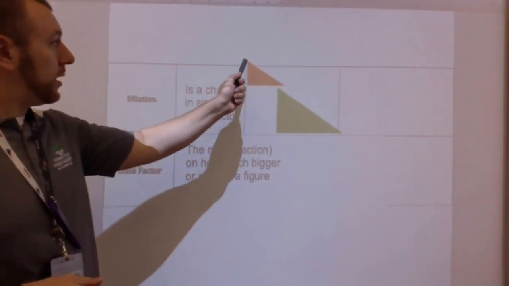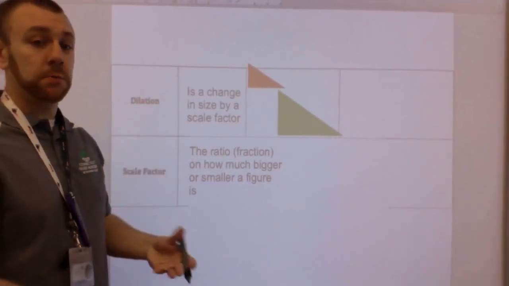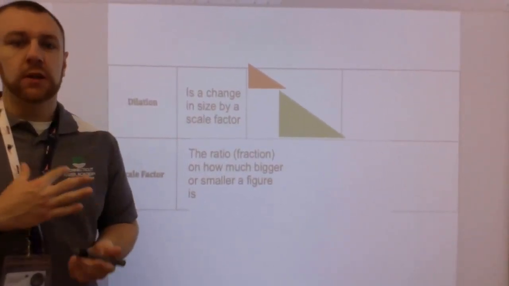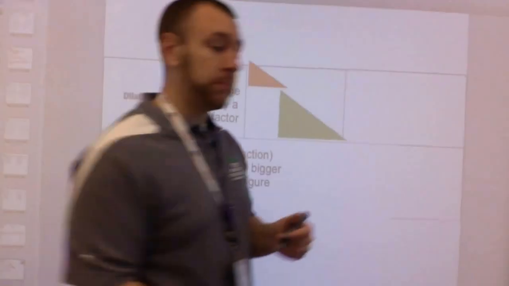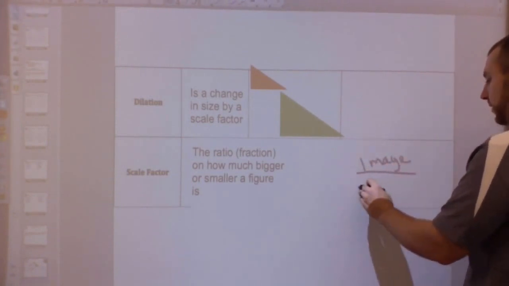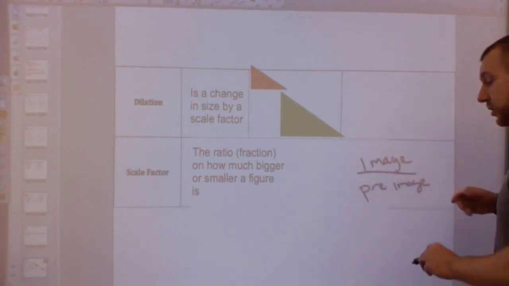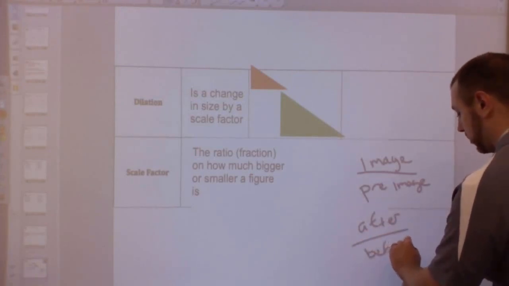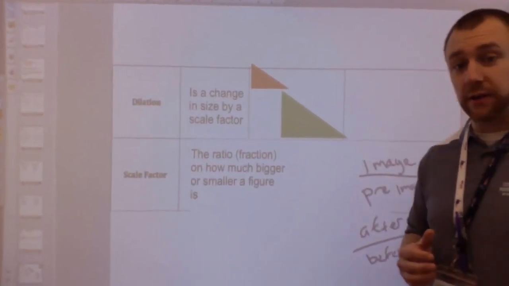So it could either get bigger or it could get smaller. Now, it's a change in size given a scale factor. A scale factor is that ratio, a fraction of how much bigger or smaller the object is. To find the scale factor, we use the fraction image over pre-image. If you remember those terms, the image is the after over the before. Then we reduce that fraction down, and that is our scale factor.